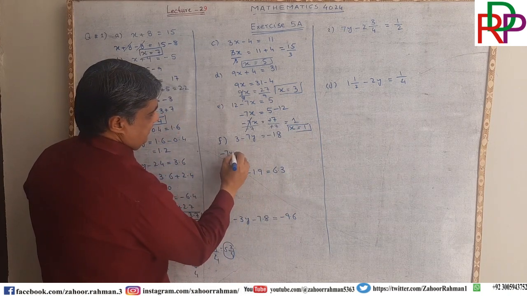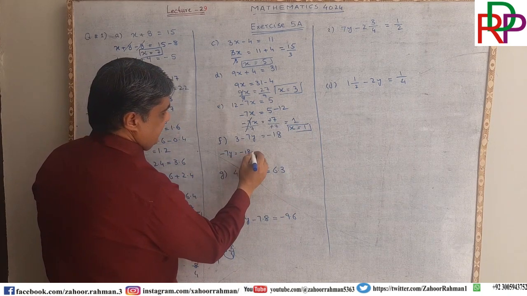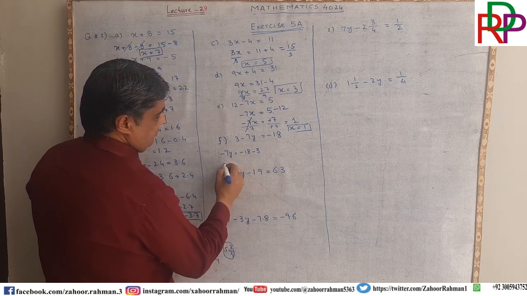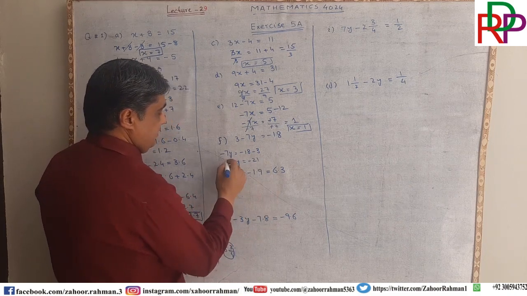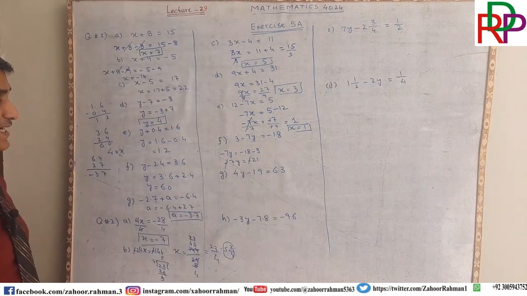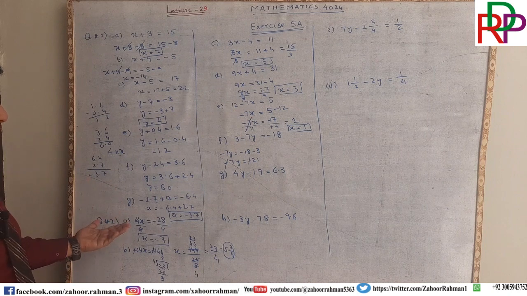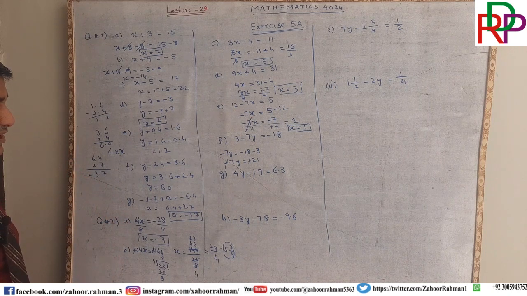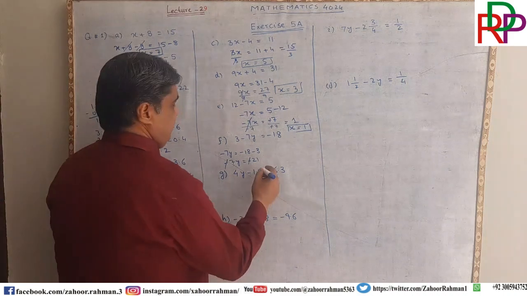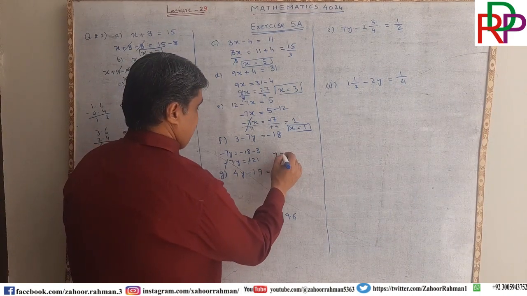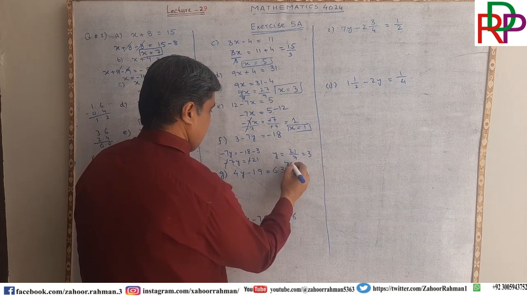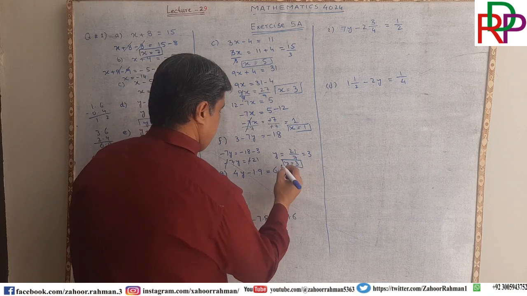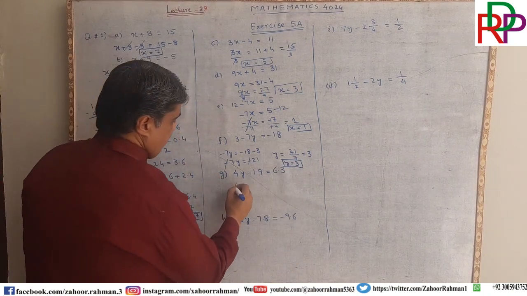Minus 7y is equal to minus 18 minus 3. So minus 7y is equal to minus 21. Directly you can cancel this by minus 1, because dividing both sides by minus 1 or multiplying both sides by minus 1 will yield you positive value, and y is equal to 21 divided by 7, which is equal to 3. So y is equal to 3 is the value.